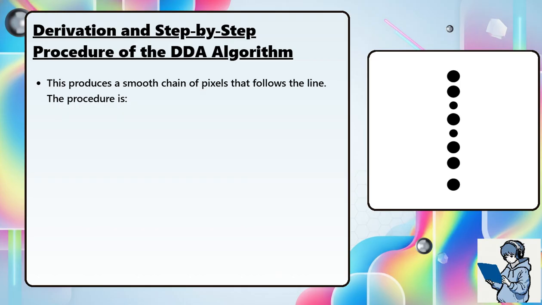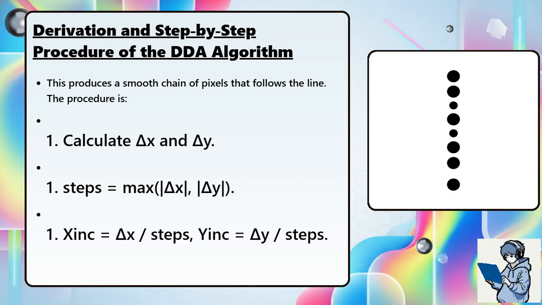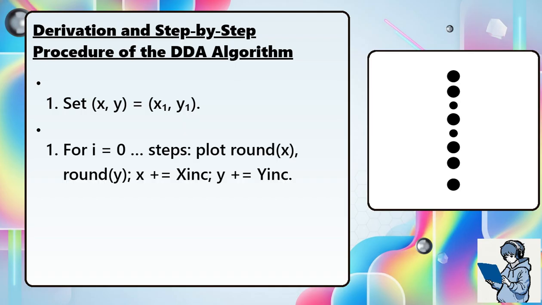The procedure is: Step 1, calculate delta x and delta y. Step 2, steps equals the maximum of absolute delta x and absolute delta y. Step 3, x inc equals delta x divided by steps, y inc equals delta y divided by steps. Step 4, set x, y equal to x sub 1, y sub 1. Step 5, for i equals 0 to steps, plot the rounded x and rounded y. Then increment x by x inc and y by y inc.